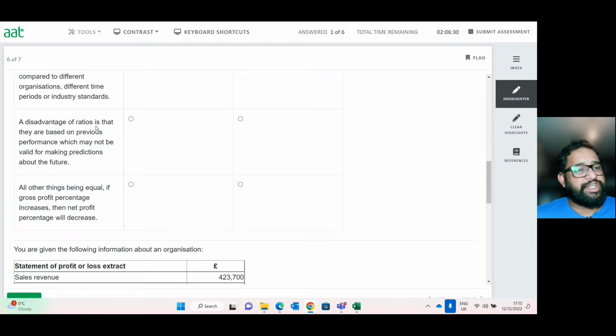The disadvantages of ratios is that they are based on previous performance, which may not be valid for making predictions for the future. Yeah, it says there. If they said they will not be valid, that would be wrong, because they use the word may. That gives you a potential other opportunity to scrutinize this information. So that is absolutely right, because sometimes the ratio can be all right for future predictions, but on a fluctuating scenario like currently what's happening in the United Kingdom, the economy is kind of in dire straits because of mismanagement, put it that way, or you can put it down to the overall climate of it.